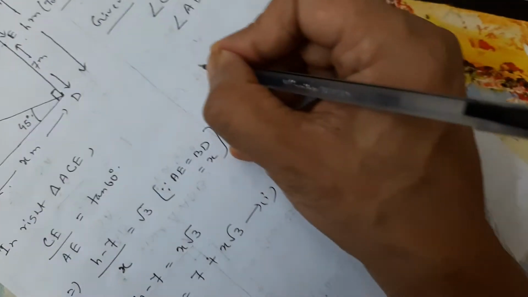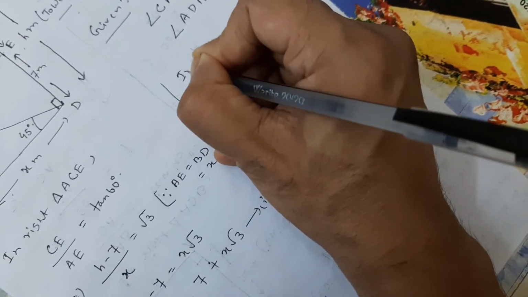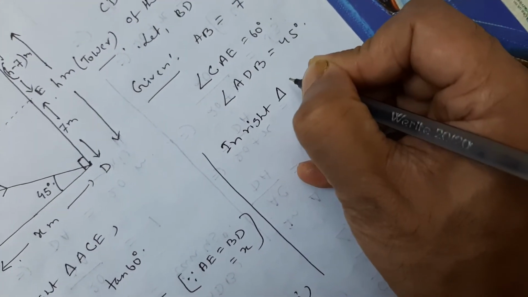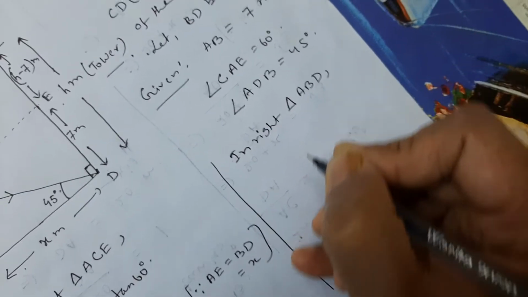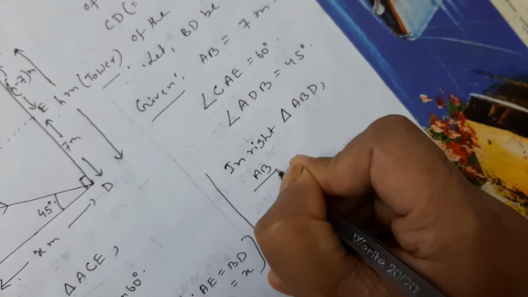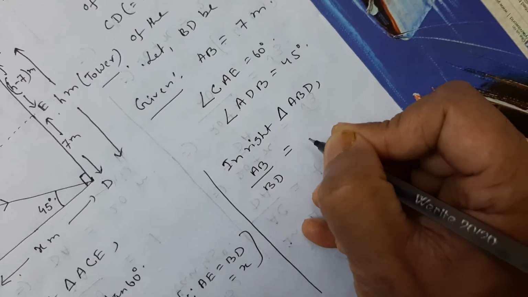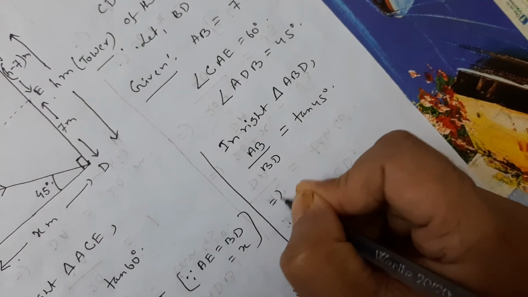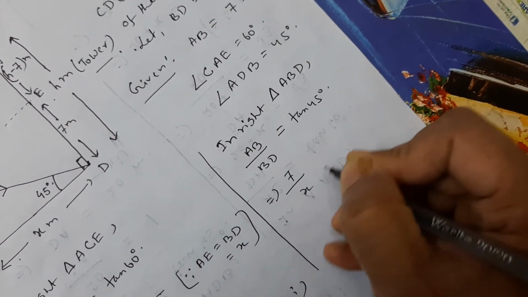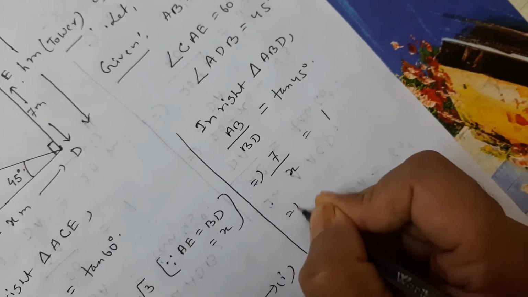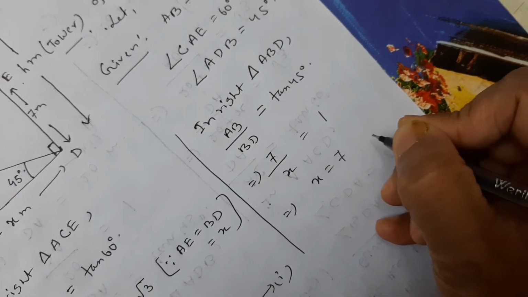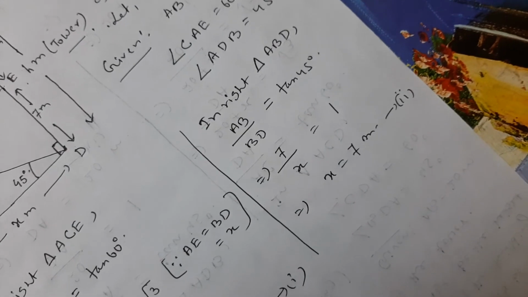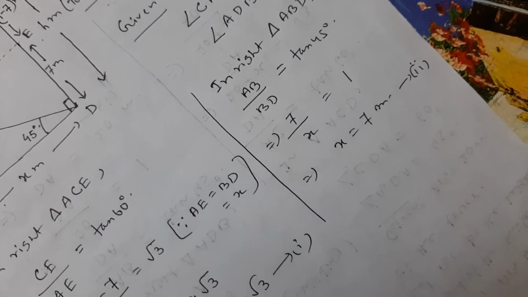Now from the other triangle, right triangle ABD, AB by BD, perpendicular by base, the angle is 45, so tan 45. AB equals 7 and BD equals x, equal to tan 45, which is 1. Cross multiply, x equals 7. So x equals 7 meters. This is equation 2. So the x value we got is 7 meters.